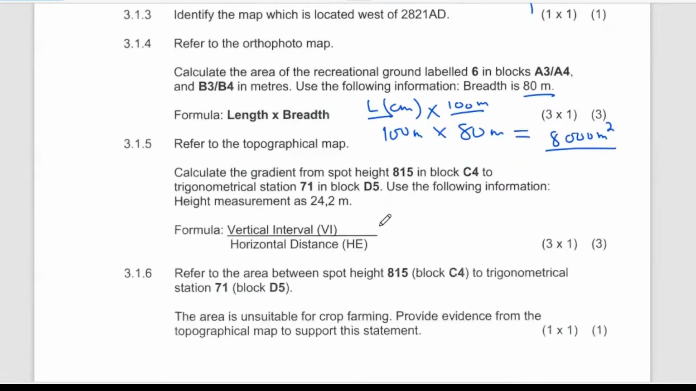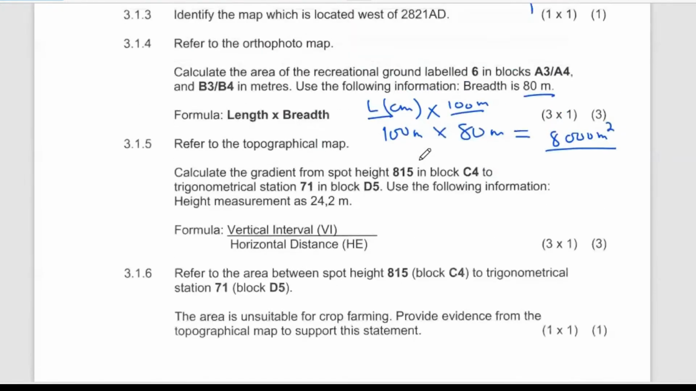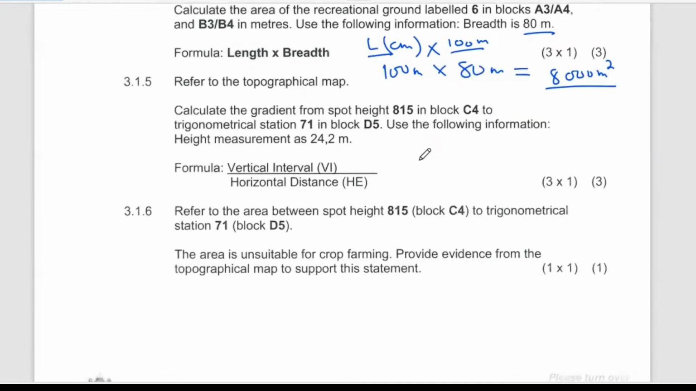So what you only need is to measure, and you convert your measured distance according to the map scale of 1:10,000. You give your measurement in meters, and already your breadth has been given in meters. You multiply the two to get your answer in square meters.